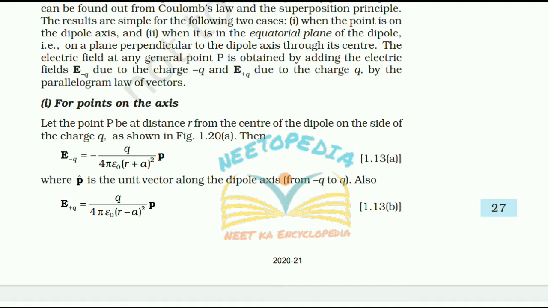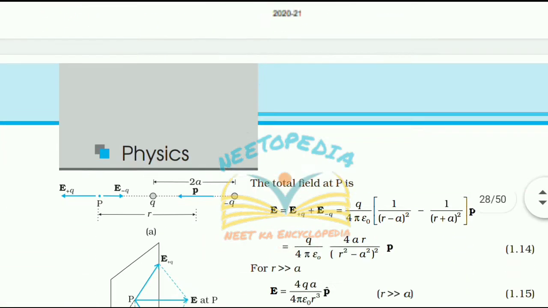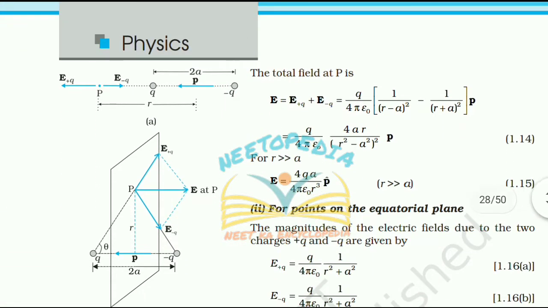Then E minus q is equal to minus q p upon 4 pi epsilon naught into r plus a whole squared, where p is the unit vector on the dipole axis from minus q to plus q. Also, E plus q is equal to q p upon 4 pi epsilon naught into r minus a whole squared. The total field at P is E equals E plus q plus E minus q. And for r greater than a, E is equal to 4qa upon 4 pi epsilon naught r cubed p.